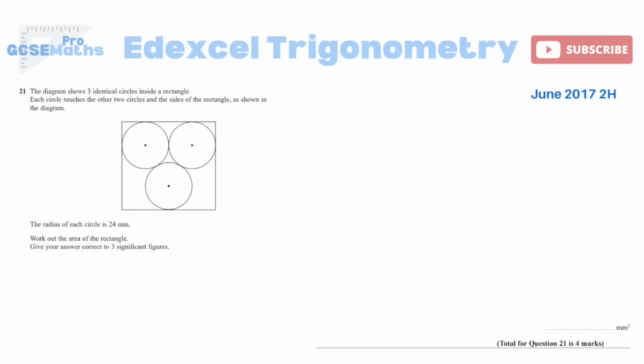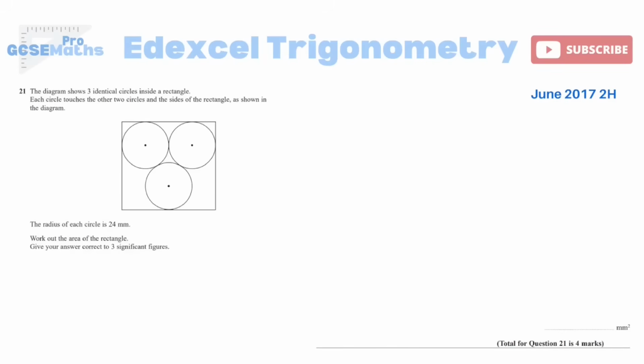So the diagram shows 3 identical circles inside a rectangle. Each circle touches the other 2 circles and the sides of the rectangle as shown. They've said the radius for each circle is 24 millimeters. Work out the area of the rectangle. So thinking about it, area of a rectangle would be length times width. So we need to figure out the length and the width.